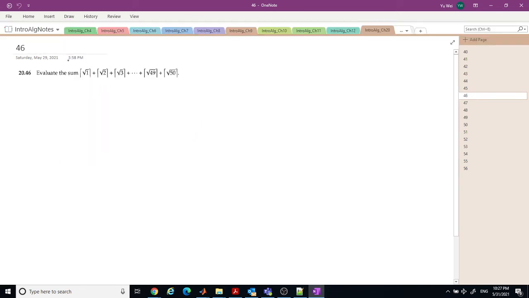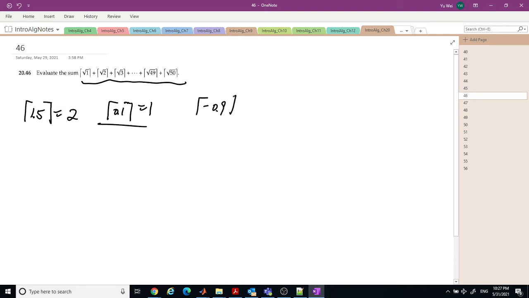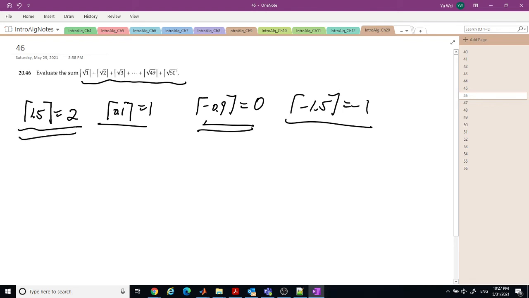Now it's the ceiling function. The ceiling function means, for example, 1.5 equals 2, 0.1 equals 1, negative 0.9 equals 0, and negative 1.5 equals negative 1. It's rounded up to the closest integer above. This is called the ceiling function.